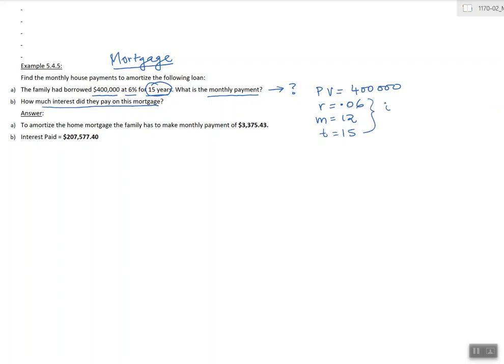So from here, my I is going to be 0.005 and N will be 12 times 30, which is 360. No, it's 12 times 15 because it's a 15-year mortgage. So that will be 180.